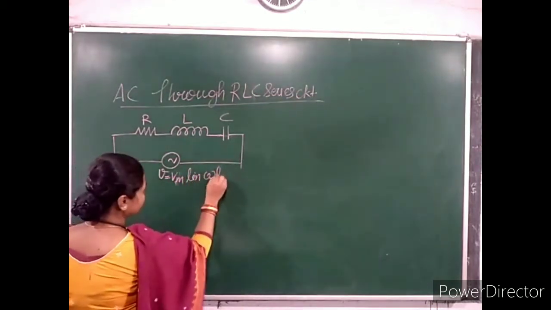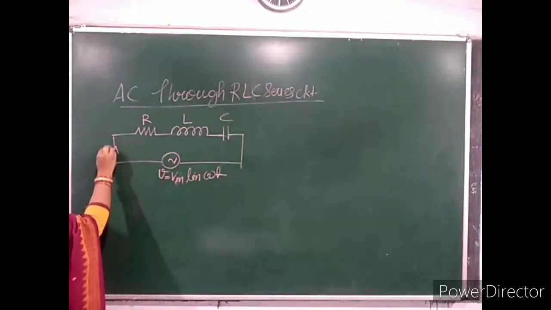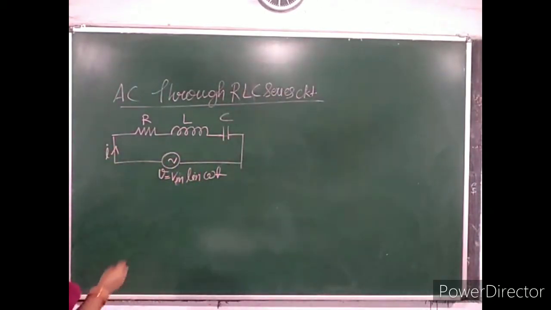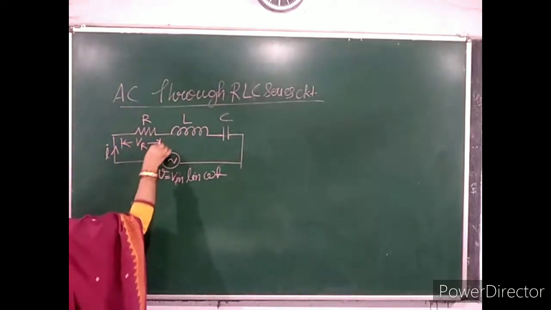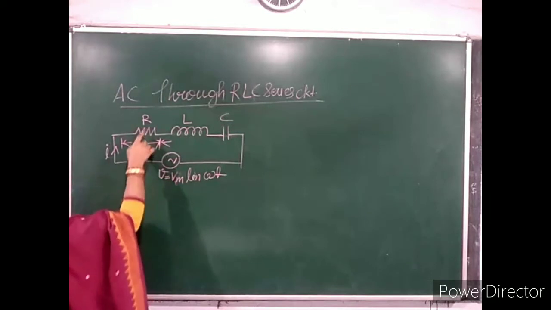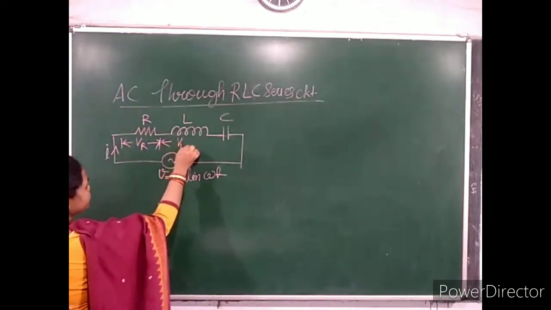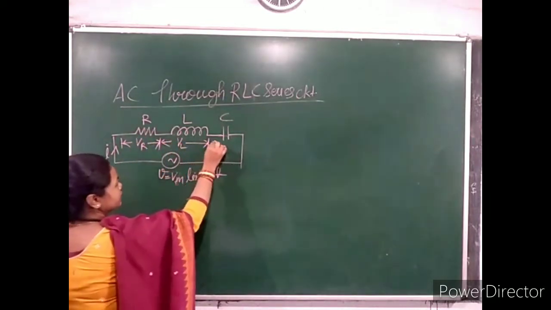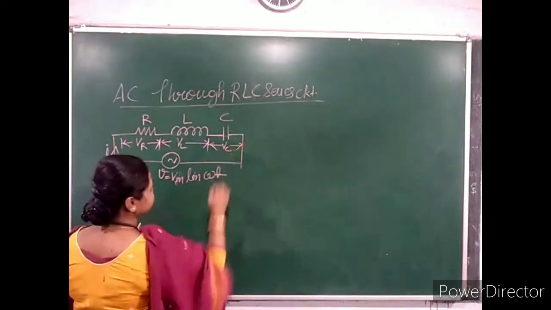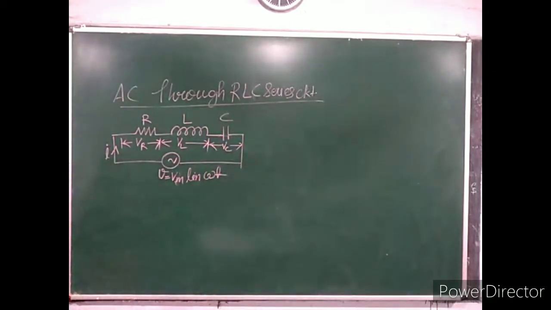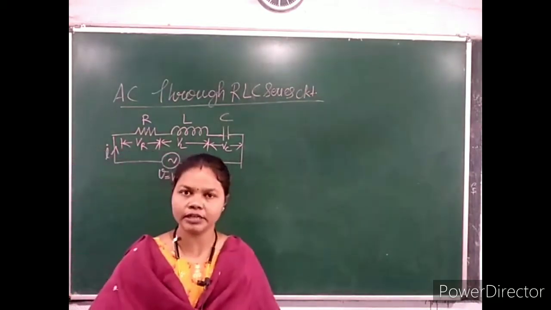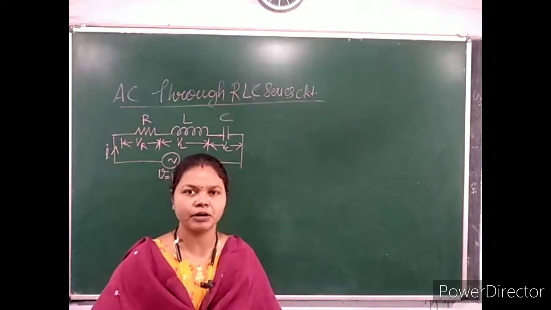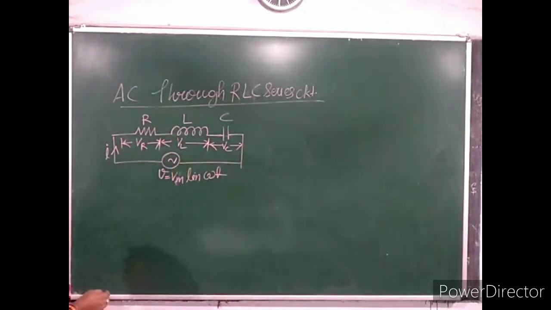sin omega t, due to which current I is flowing through the circuit, and let voltage across resistor is VR, across inductor is VL, and across capacitor is VC. Here our motto is to find the relationship between the resulting current and voltage and the instantaneous power.